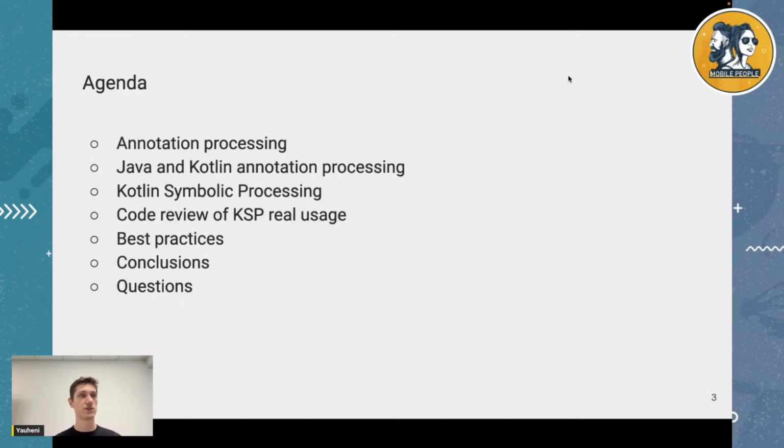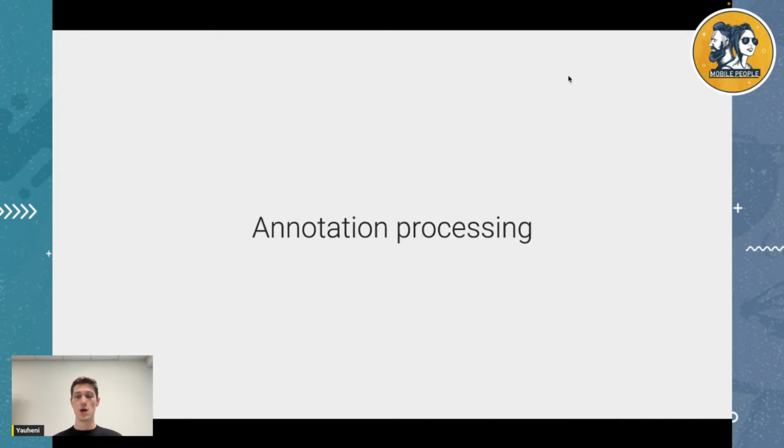So what is our goal today? We want to find out what annotation processing is in general, how Java and Kotlin annotation processing work, what the difference is between the Java annotation processing tool and KSP, and why KSP was introduced. Then we will take a quick code review of a semi-real KSP usage, but it's still a valuable one. At the end, we will see some best practices that we can take from this example, and we will draw conclusions and build a decision-making framework for when you should or should not use any annotation processing tool. And at the end, I will be happy to answer your questions. Okay, so let's get started.